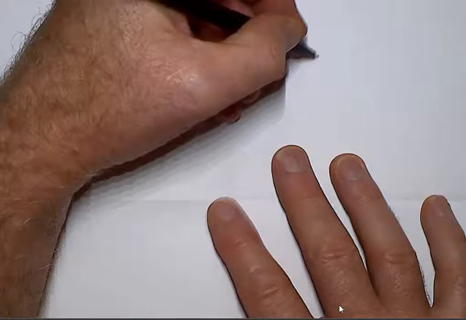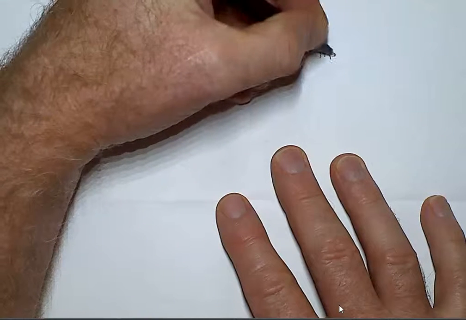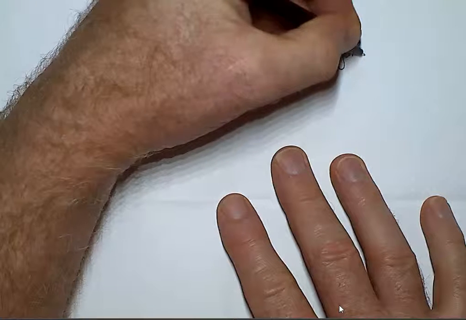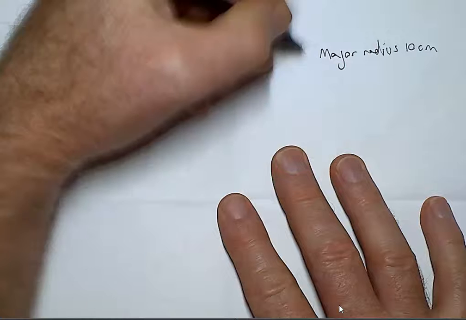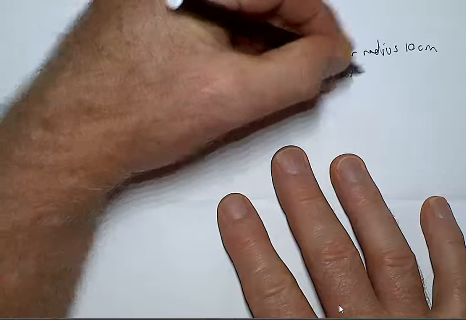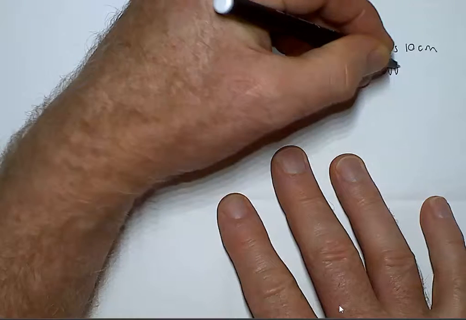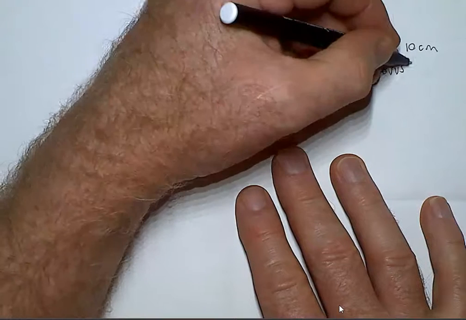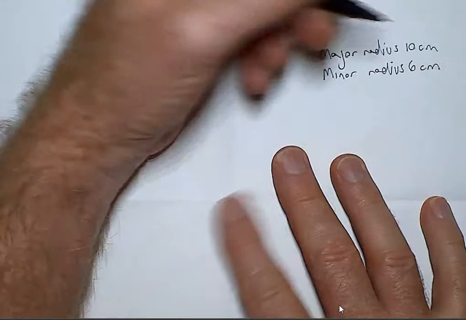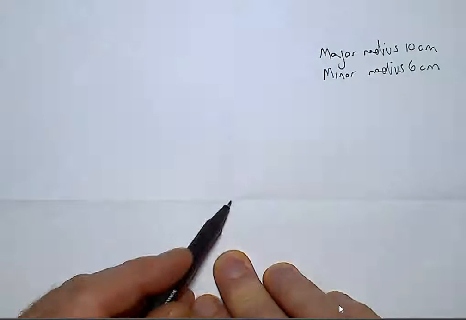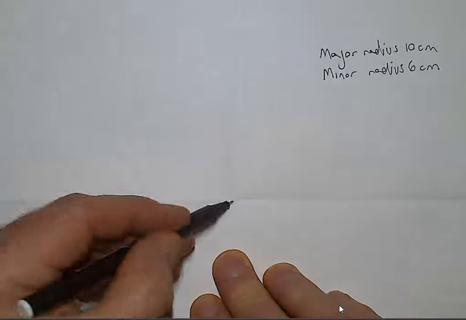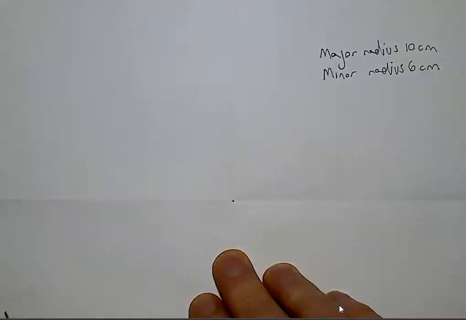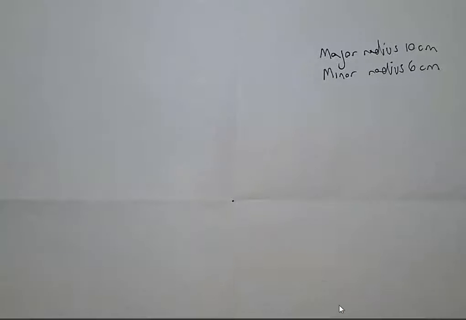Now I want to draw an ellipse which has got a major radius of 10 centimetres and a minor radius of say 6 centimetres. Now the major radius is the distance from the centre to its longest point. The minor radius is the distance from the centre to its shortest point on the circumference. Now here's how you go about it.